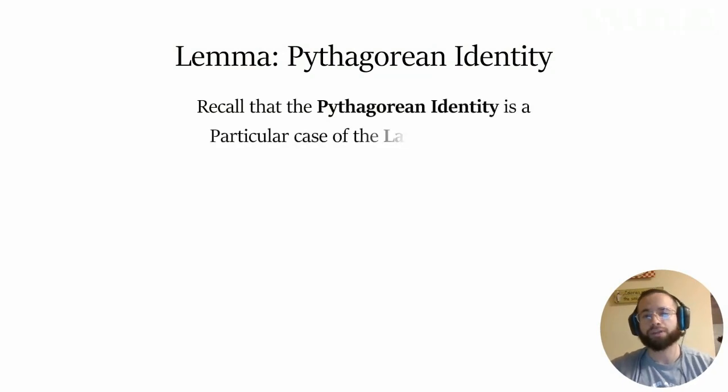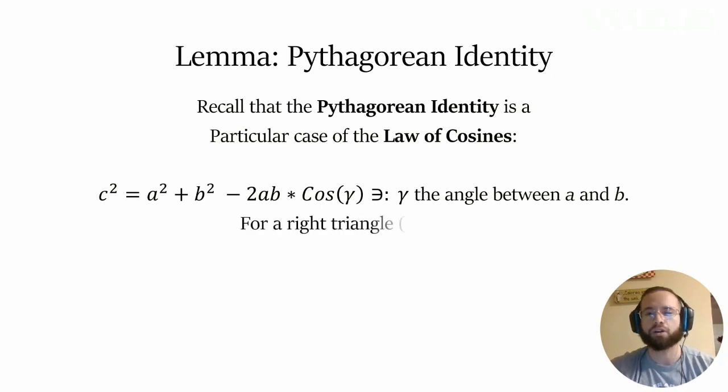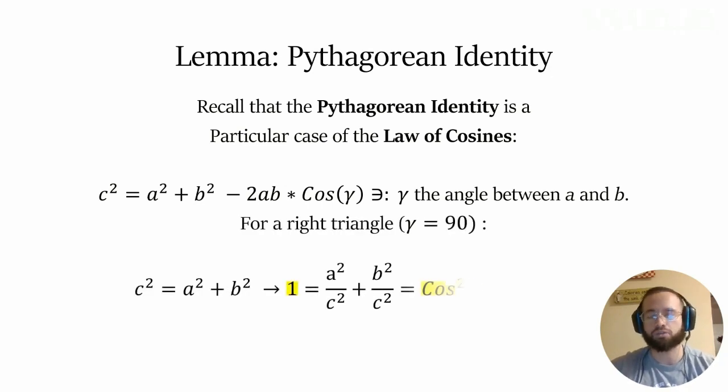Let's talk about the Pythagorean identity. Let's recall the Pythagorean identity is a particular case of the law of cosines, where c squared is equal to a squared plus b squared minus 2 times ab times cosine of the angle between them, represented by gamma. Okay, so if gamma has a value of 90 degrees, then the cosine of 90 is 0, so 2 times a times b times 0 is 0. So we have c squared is equal to a squared plus b squared, where c is the hypotenuse and a and b are the legs.